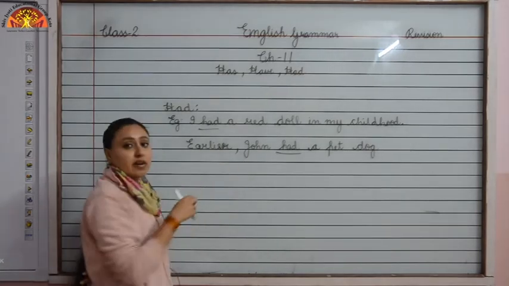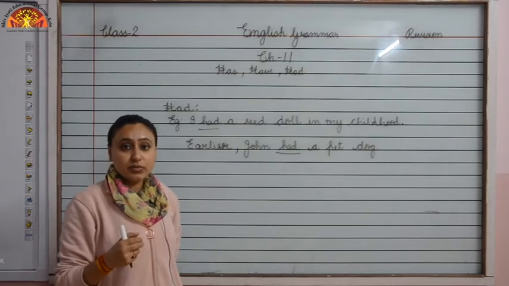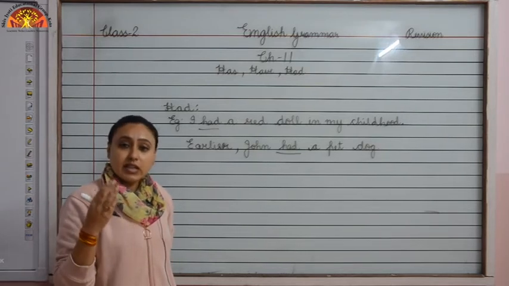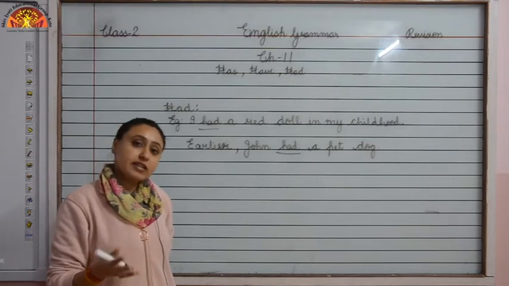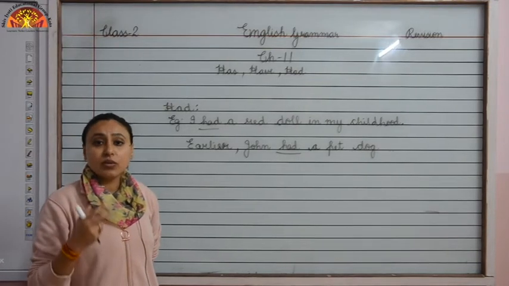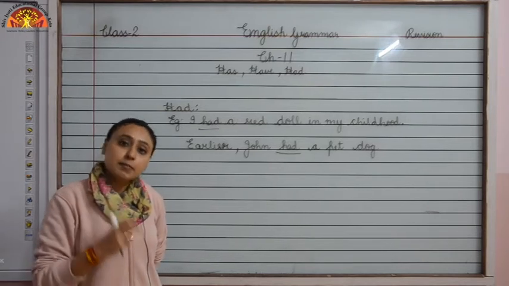So children, there are words we use to show past tense. What are those words? Words like earlier, last year, last day, previous and yesterday. Okay, these all words show us that something has happened in past.